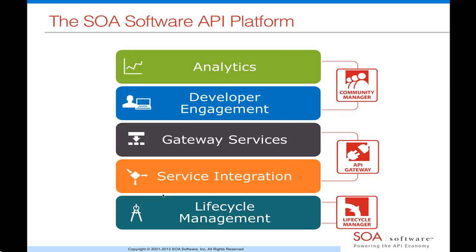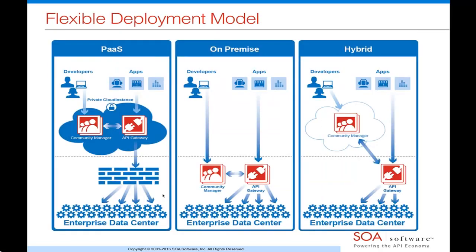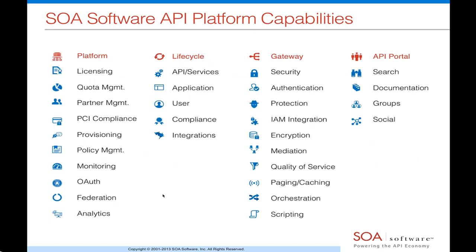So these are some of the aspects of the SOA Software API platform across 3 different products: Lifecycle Manager, API Gateway, and Community Manager. And this is just the flexible deployment model that I talked about, which is available both on the cloud as well as on premise as well as hybrid. And this is just a short list of all the capabilities that the platform provides.